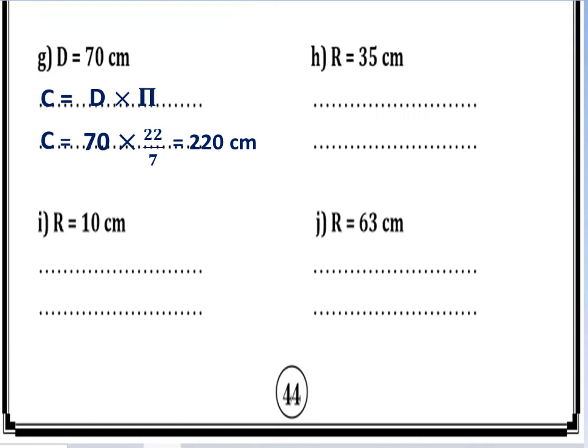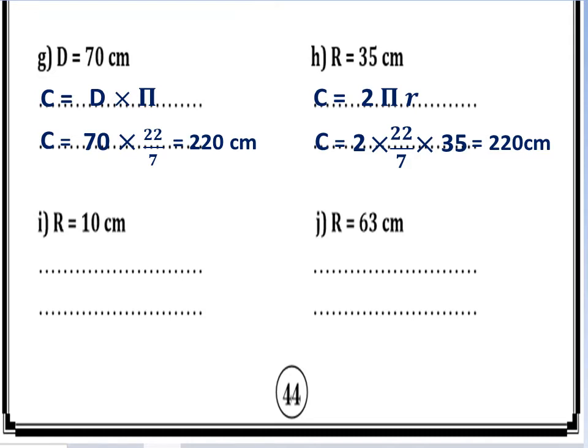In letter H, r equals 35 centimeters. So the value of r, the radius, is 35 centimeters. So which rule are we going to use? C equals 2 pi r, super. And now the value of C equals 2 times 22 over 7 times the radius, which is 35. When we put this on the calculator, the answer will be 220 centimeters.